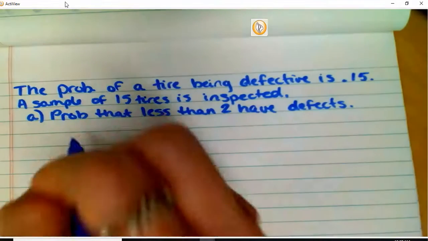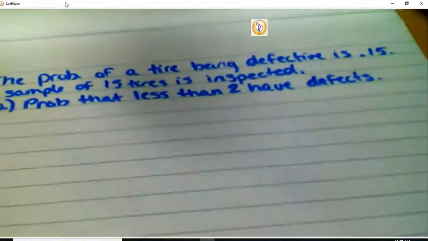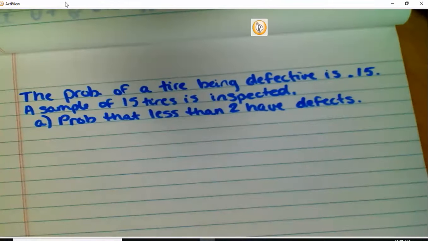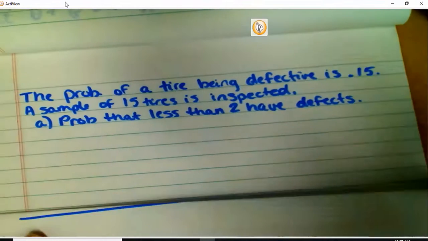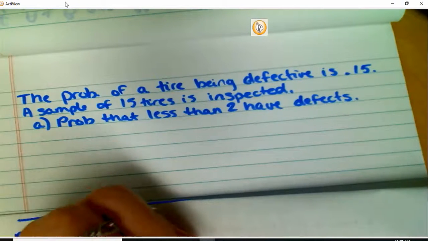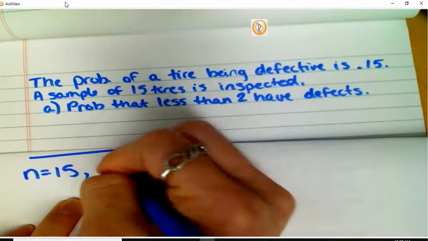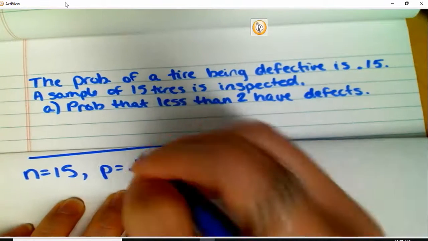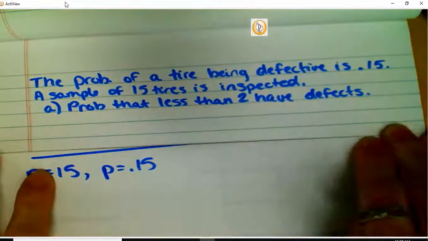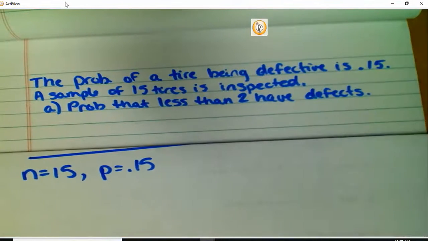What is my n on this problem? How big is my sample? Okay, so my n is 15. What is my p? 0.15, probability of being defective. Okay, let's see if we can use our table, because that makes it a lot easier. The one on our study guide we couldn't, but 15 is on here, and is 0.15 on here?